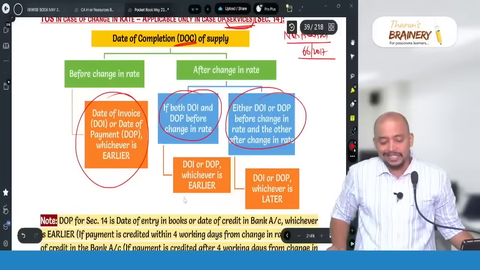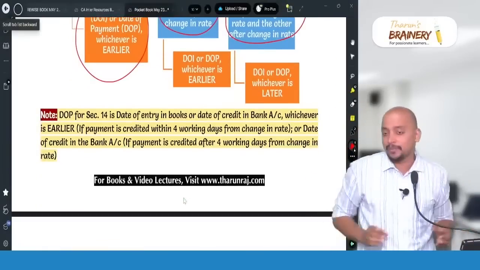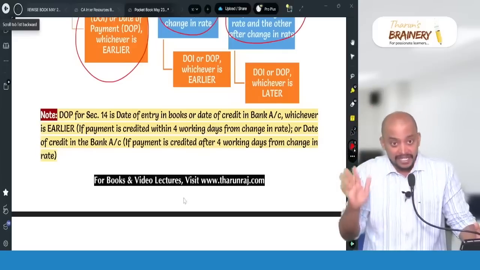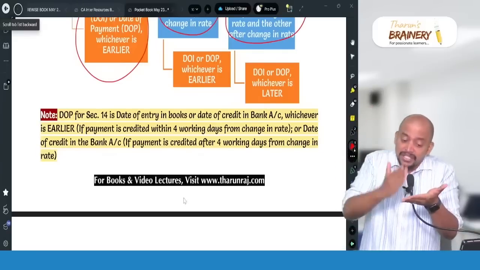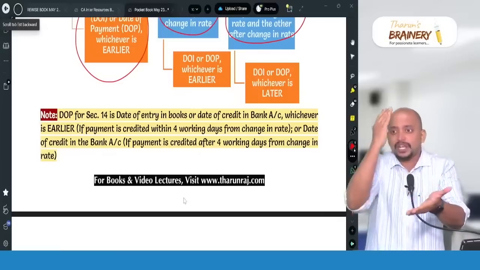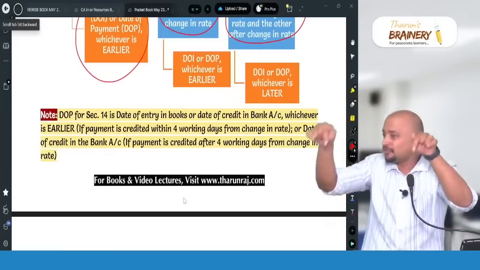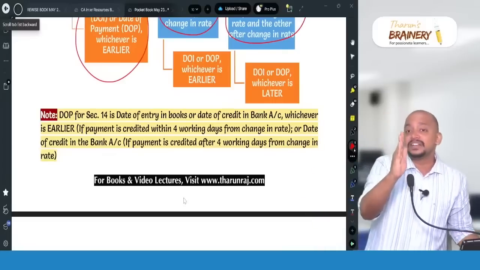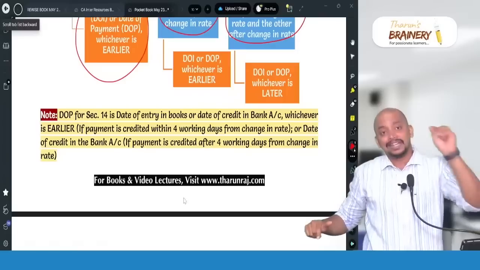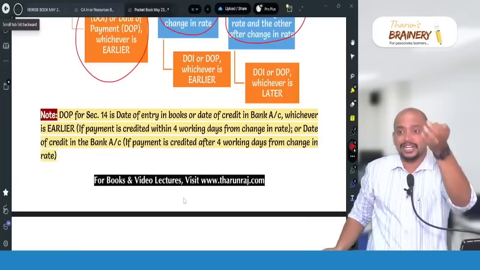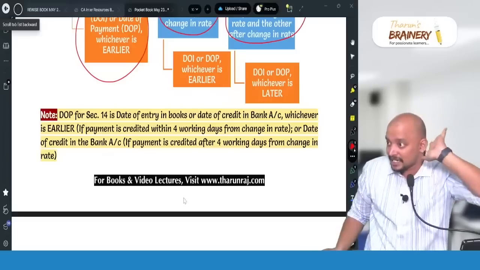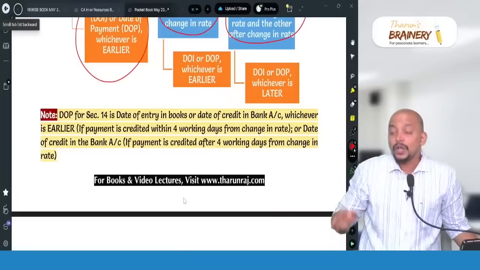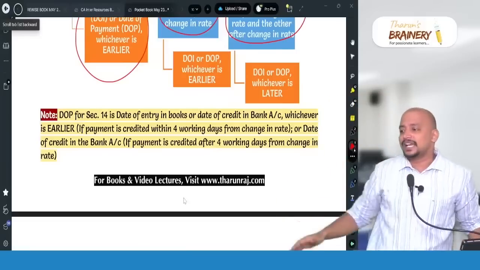And what should be taken as the date of payment? Generally, what is the meaning of date of payment? Date of entry in the books or date of credit in the bank account, whichever is earlier. However, for section 14 we have a different meaning of date of payment. If the payment is credited within 4 working days from the change in rate, then we need to take the date of entry in the books or date of credit in the bank account, whichever is earlier. If the payment is credited beyond 4 working days from the change in rate, only the date of credit in the bank account will be taken as the date of payment.